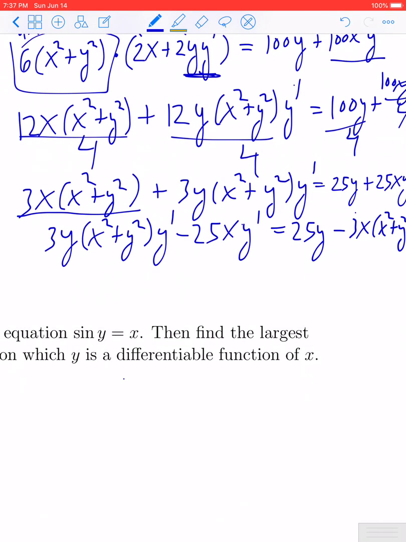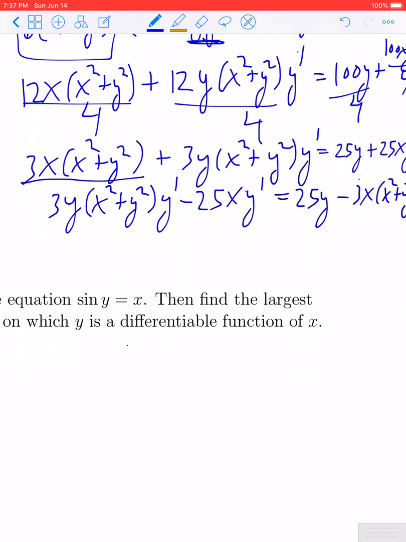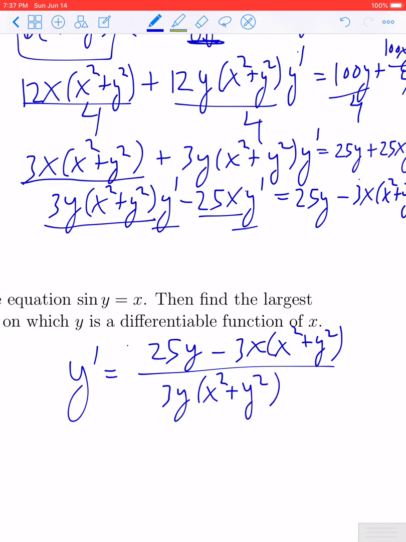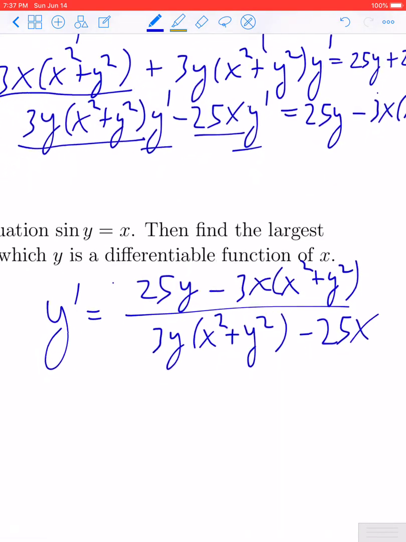Okay. And now the very next move, I'm going to do 2 steps in 1 here. But your next step would be to factor out this y prime. So I factor out the y prime, and then you'd be able to divide by the factor that would be in front of it. So as our final answer, we get y prime is 25y minus 3x times x squared plus y squared. And this would be divided by 3y times x squared plus y squared minus 25x. So that is our derivative.